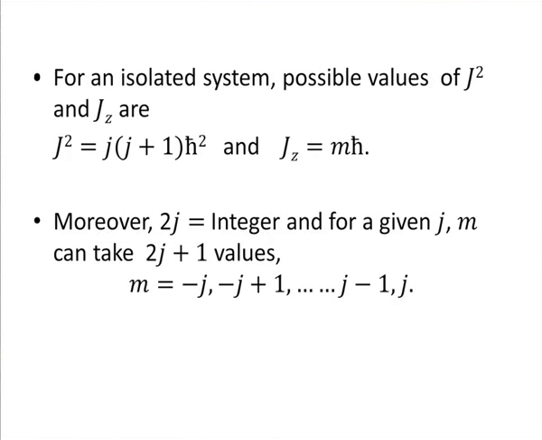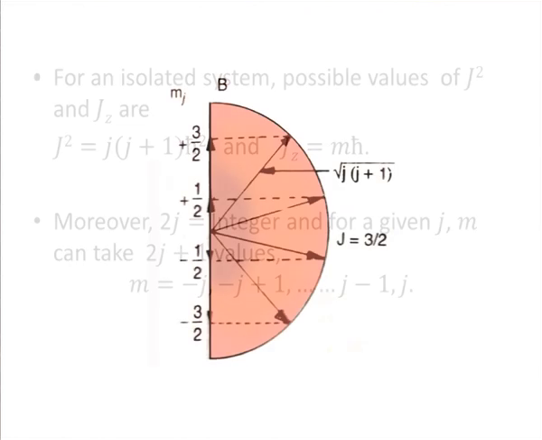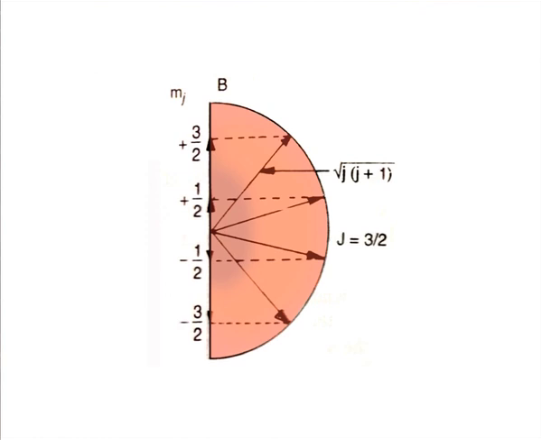For an isolated system, possible values of J square and Jz are J into J plus 1 h bar square and Jz is equal to m h bar. Moreover, 2j is integer; for a given j, m can take 2j plus 1 values, m is from minus j to plus j spaced by unity. This is the space quantization of j equal to 3 by 2, and mj can take all the values from minus 3 by 2 to plus 3 by 2, and its magnitude is root j into j plus 1.